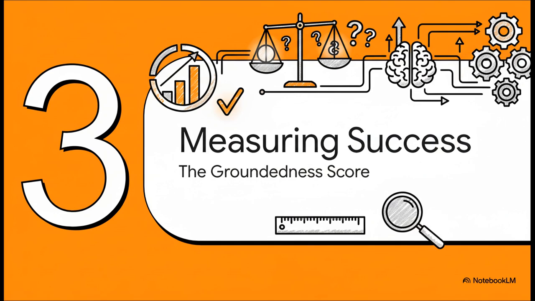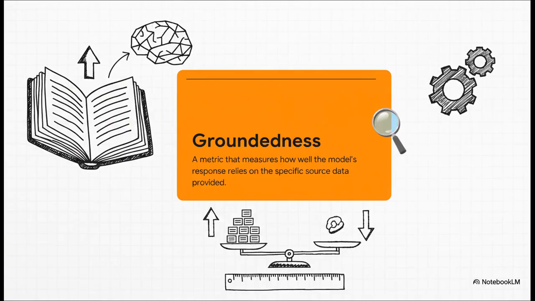Okay, but how can we be sure that RAG is actually working the way it should? This isn't just magic or guesswork. Its success is totally measurable, and the main way we track it is with something called the groundedness score. So groundedness is basically our report card for the AI. It's a metric that measures one simple thing. How faithful was the AI's answer to the documents we gave it? A high score means the AI stuck to the script. A low score, well, that means it started making things up again.